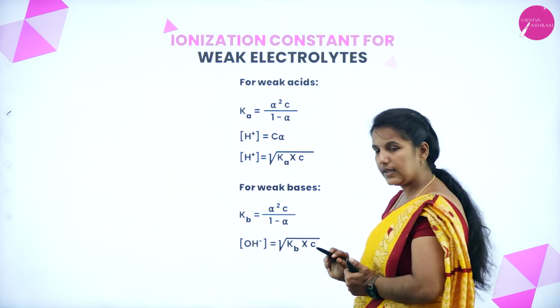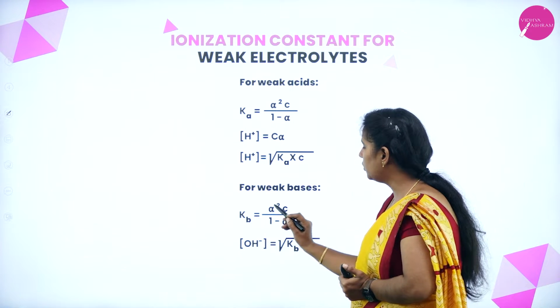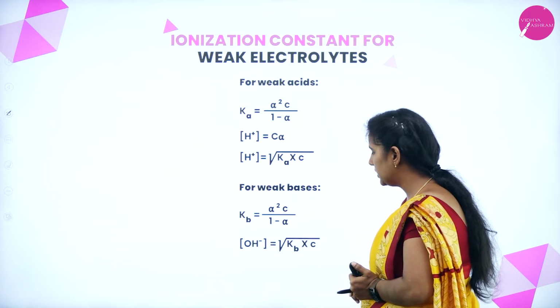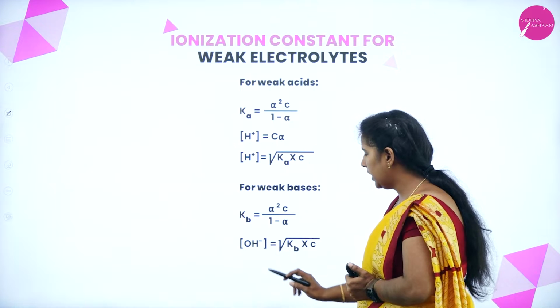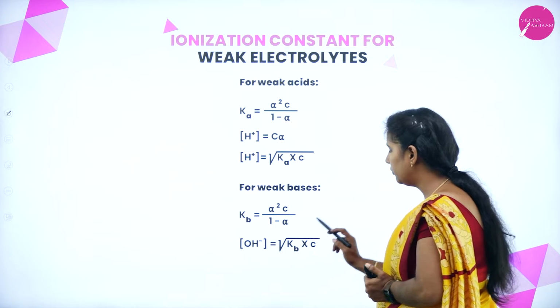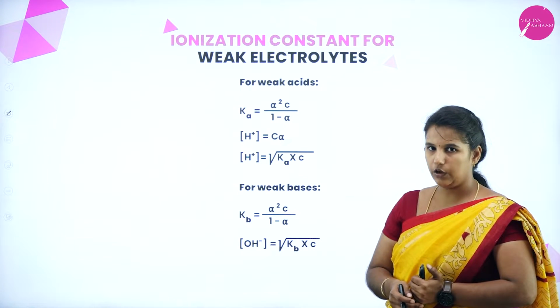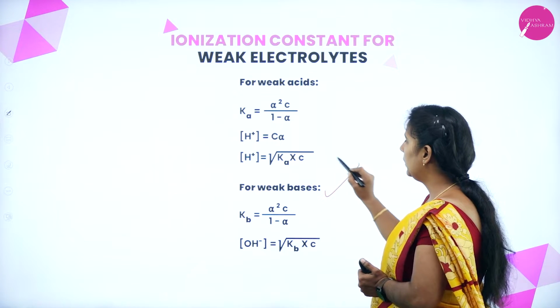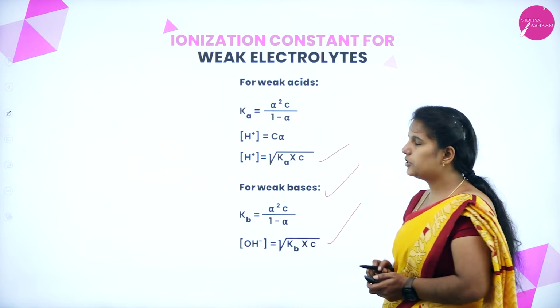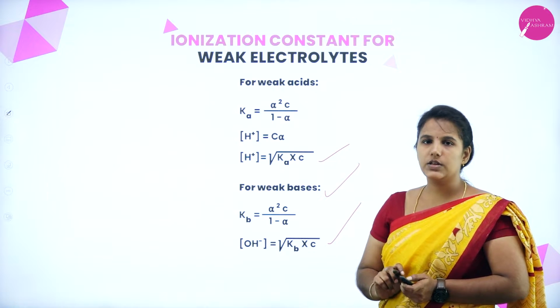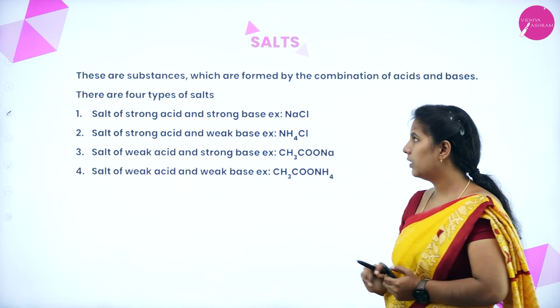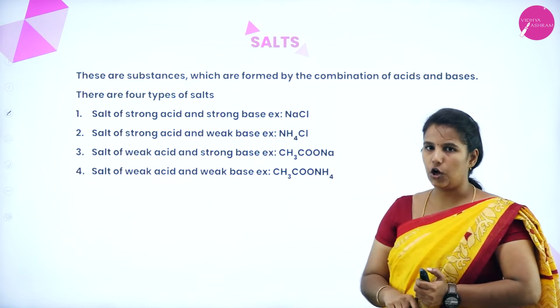Similarly, for the weak bases, we can write that Kb is equal to alpha square into C divided by 1 minus alpha, and the molar concentration of the hydroxyl ion is equal to square root of Kb into C. Okay, this is how we can obtain one more equation for the weak acid as well as for the weak base. Next, we have salts.